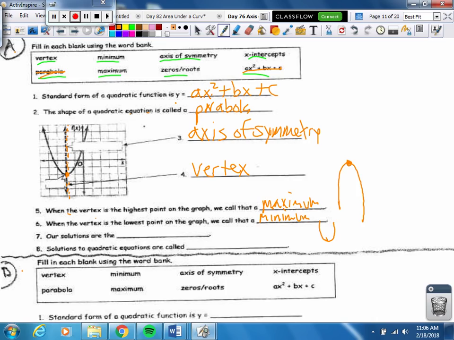Our solutions are the X-intercepts. We solved those right there before. Solutions of the quadratic equation are called roots or zeros. The last 2 answers are sort of interchangeable. You can do them either way. So you got all the vocab, we got all the words. Cross them out if that helps you.